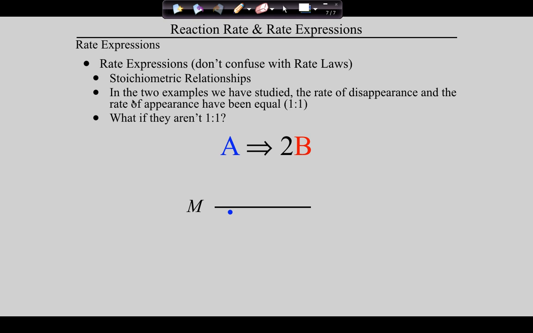If we lose 1 A, how many B's will we get? 2. And what if we lose another A? We get 2 more B's. And what if we lose another A? We get 2 more B's. So guys, you can see that these rates are different because A is dropping and B is rising, but it's not happening at the same rate because every A that we lose, we gain 2 B's. You can visually see that these are not happening at the same rates.